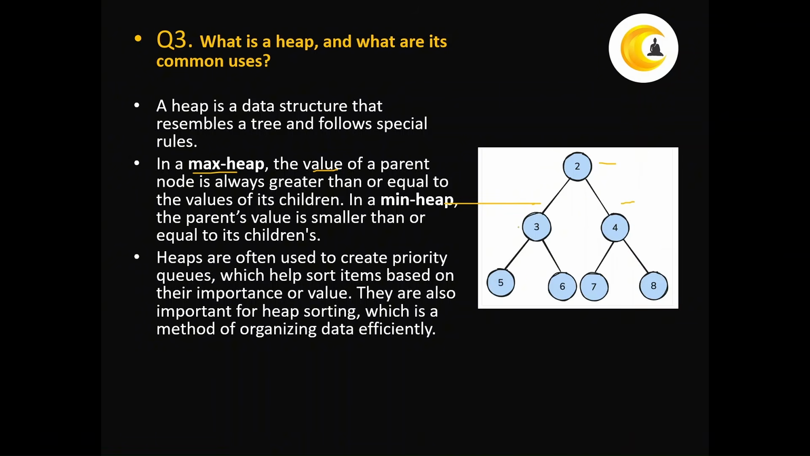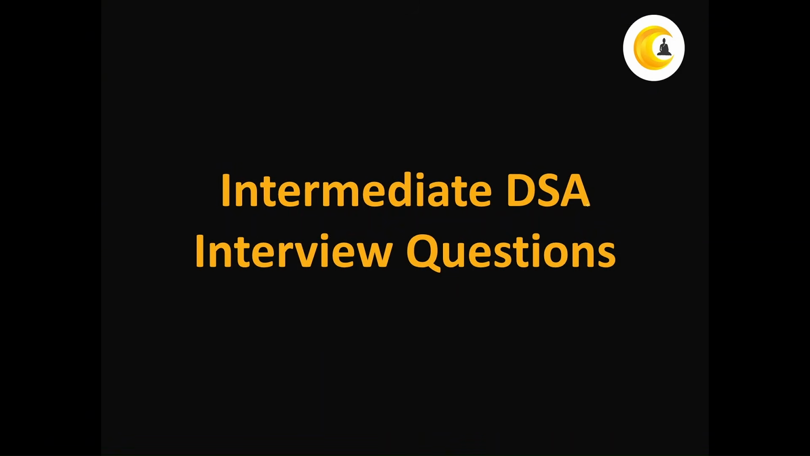Okay. Similarly, any subtree you pick up, 3, 5, 6. 3 is a min heap. I mean, this is a min heap because 3 is less than 5 and 6. Okay. Similarly, consider 4, 7, 8. This is also a min heap because 4 is less than 7 and 8. So that is how you know it. If it had been a max heap, it would have just been reversed, that the values of the parent node would be greater than the child node, or greater than or equal to. Okay. That is all with basic questions.